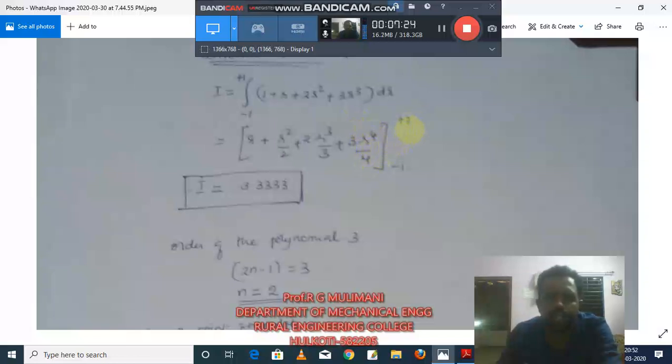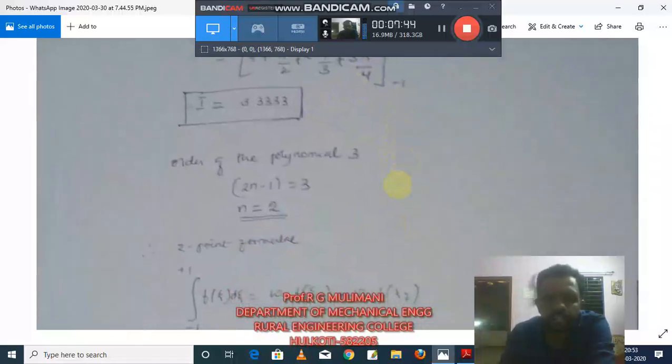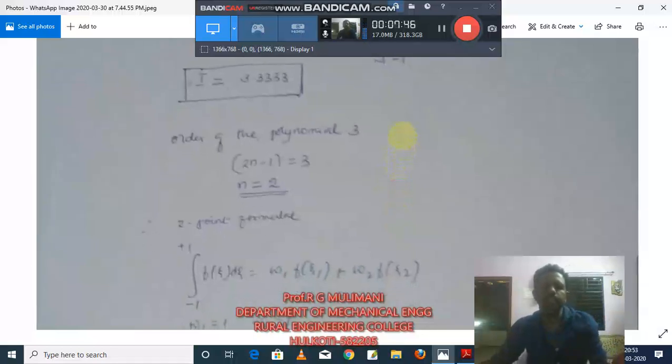Applying the upper limit, plus 1, and the lower limit, minus 1. In finite element analysis, the upper limit is always plus 1 and the lower limit is minus 1. When solved, the integrated value is 3.33. This is the conventional method. Now, by the finite element method, let us see what equation needs to be used.